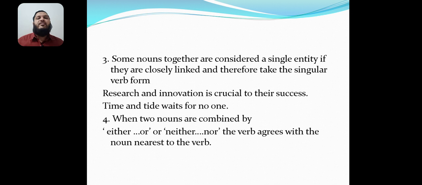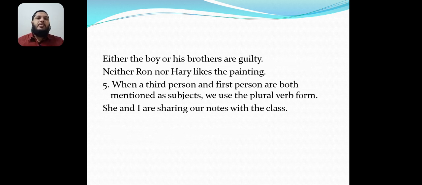Number 4, when two nouns are combined by either or neither nor, the verb agrees with the noun nearest to the verb. Look at the example here. Either the boy or his brothers are guilty.